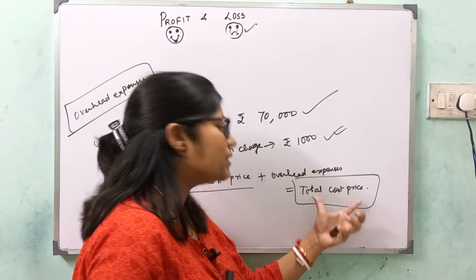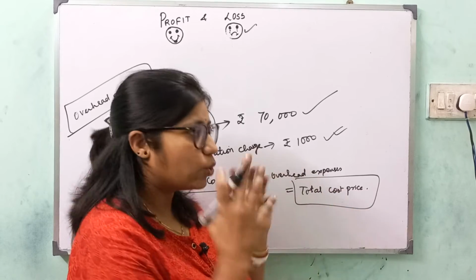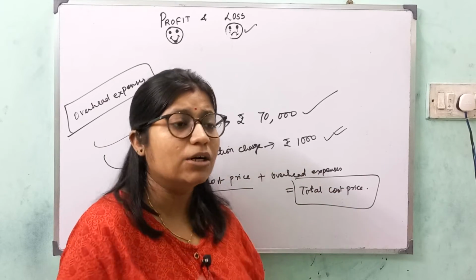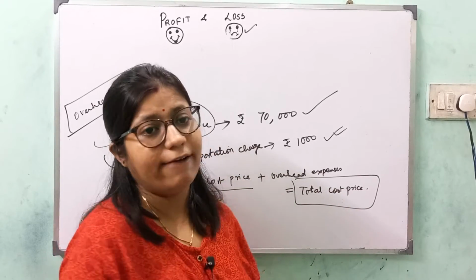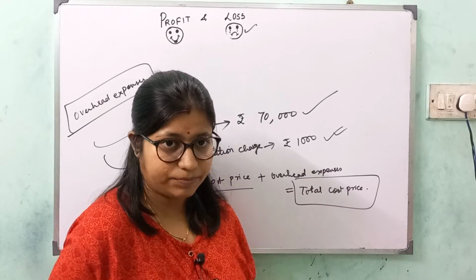Now, based on this total cost price that you have got, you calculate the profit or the loss that you have on selling the article. Alright.